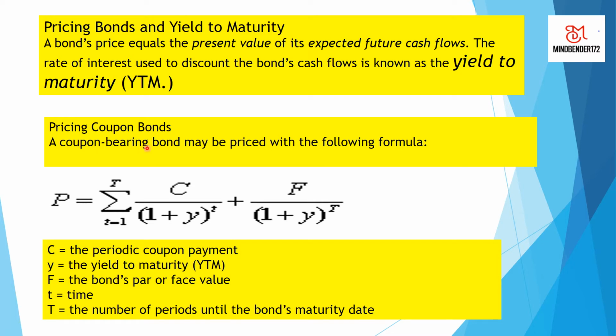Now how do we price these bonds? We have this formula. Present value is equal to the summation of cash flows divided by 1 plus y raised to the power t, where t is the period. Similarly, the face value divided by 1 plus y raised to the power n, the number of periods. Here C is the periodic payment, that means the coupon. Y is the yield to maturity. The bond's par value or face value is F. The smaller t is time, and the bigger T means the number of periods until the bond matures.